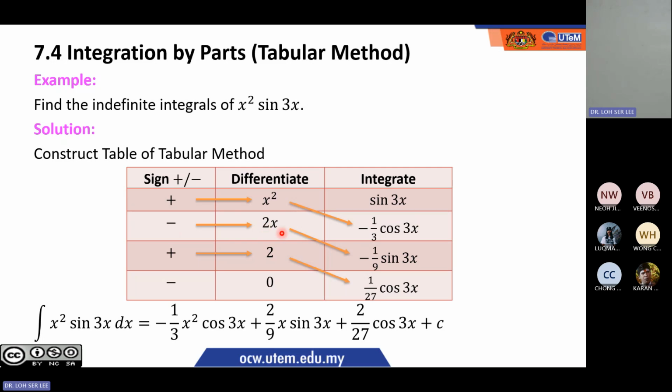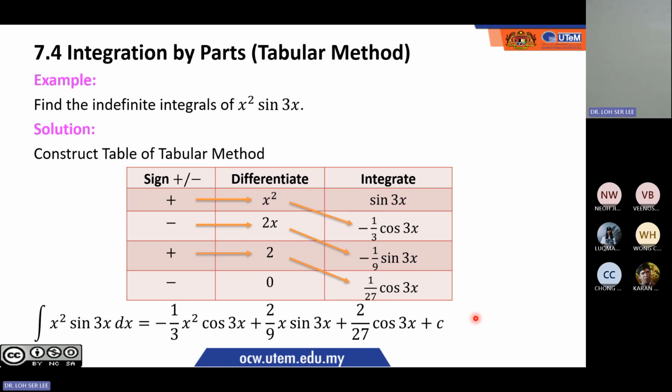Minus 2x times this. So minus, minus, you get a plus. So 2x times this, you get 2x sine 3x over 9. And then plus 2 times this, 1 over 27 plus 3x. And then plus c.